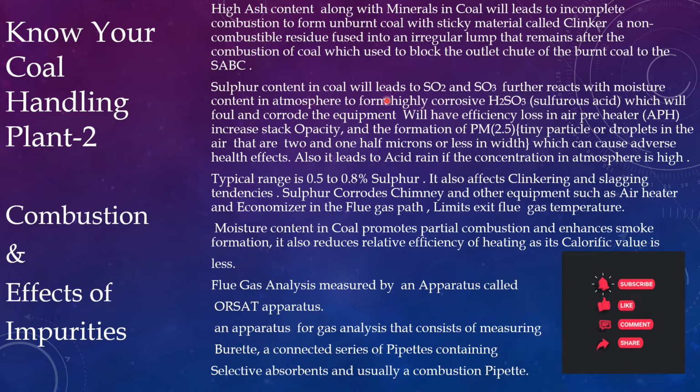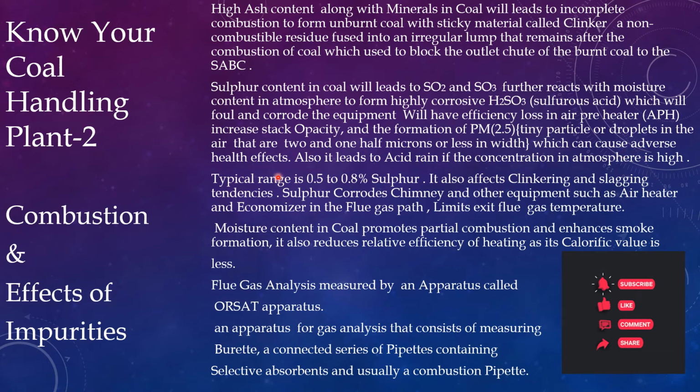The sulfur content in coal will lead to sulfur dioxide and sulfur trioxide formation, which further react with moisture in the atmosphere to form highly corrosive sulfurous acid, H2SO3, which will foul and corrode the equipment. We have efficiency loss in the air preheater, increased stack opacity so that you can see the gas going outside to the atmosphere, and the formation of particulate matter 2.5, which are very tiny particles or droplets in the air that are two and a half microns or less in width.